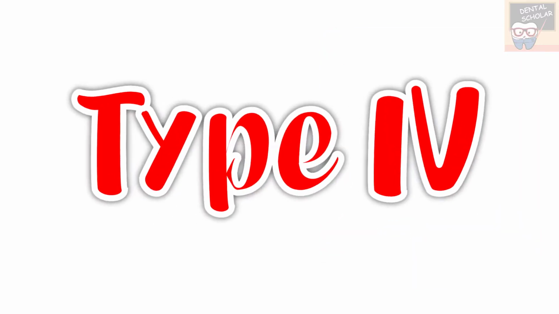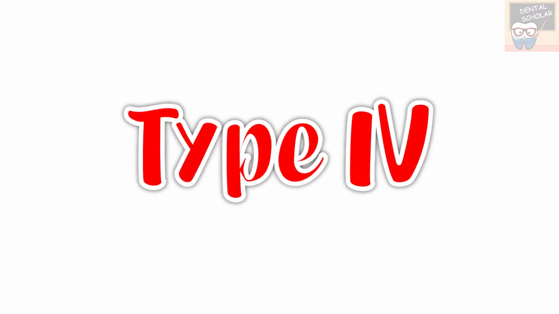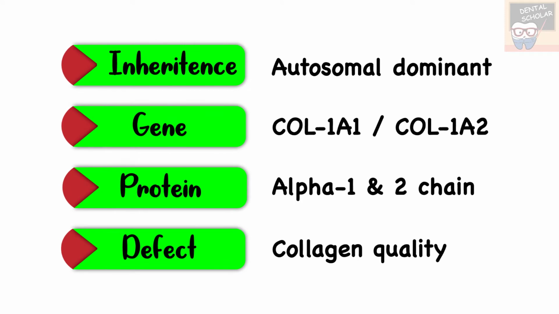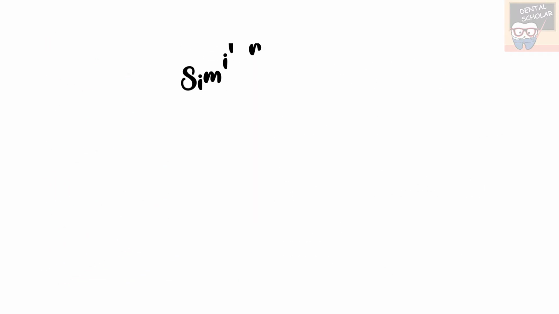Next is type 4 osteogenesis imperfecta. Same as type 2 and type 3, it is autosomal dominant. The genes affected are both COL1A1 and COL1A2. So both alpha 1 and alpha 2 chains are affected, and same as type 2 and 3, the defect is in the quality of collagen. Its features are similar to type 1.